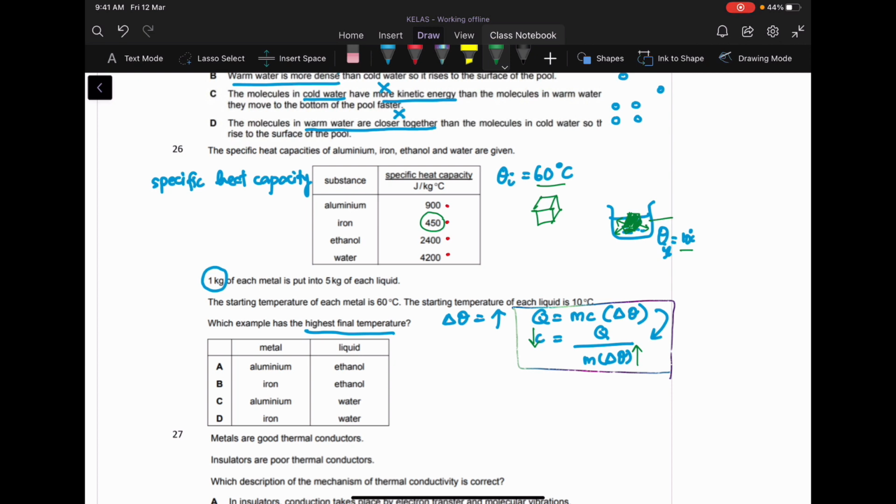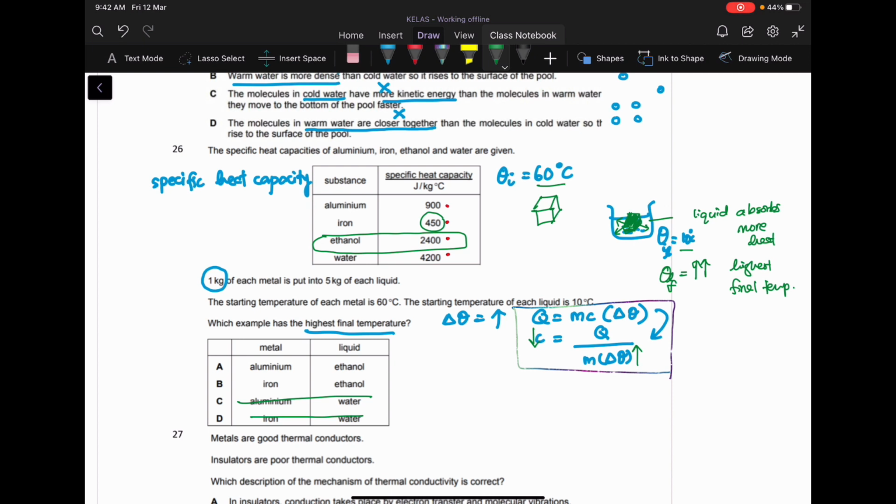more heat. Liquid absorbs more heat, so that it will have the highest final temperature. So we want ethanol, because ethanol has lower specific heat capacity. Therefore it will absorb the most heat, and the final temperature of the liquid will be high.